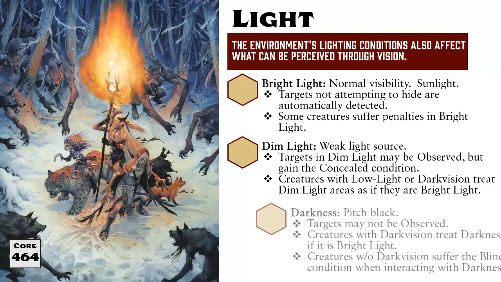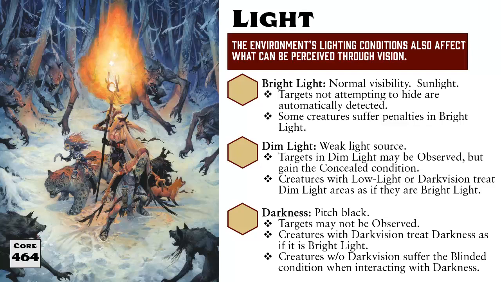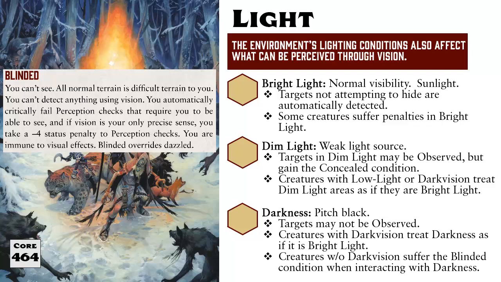And the third category of lighting is darkness. Any creatures or objects within an area of darkness gain the hidden or undetected conditions unless the seeker has dark vision or a precise sense other than vision. Creatures without dark vision gain the blinded condition when perceiving areas of darkness.